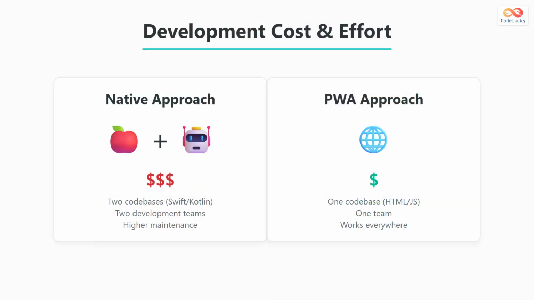If you are a business owner, this is crucial. Native apps often require two separate codebases, one for Apple and one for Android. This means two teams and double the cost. PWAs use one codebase that runs everywhere, saving you significant time and money.